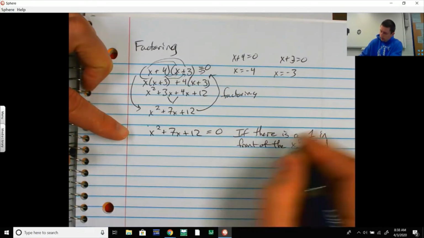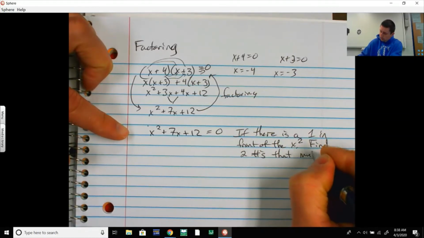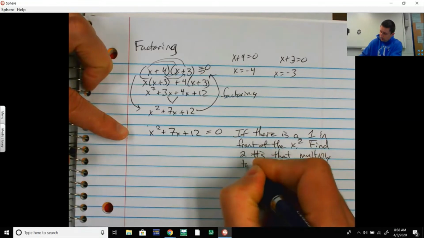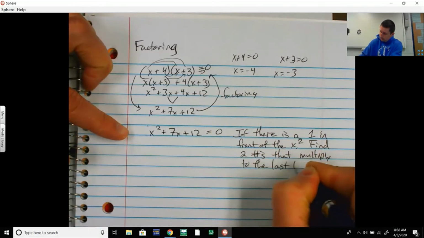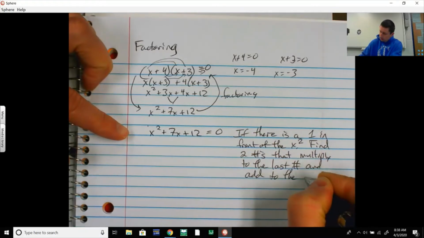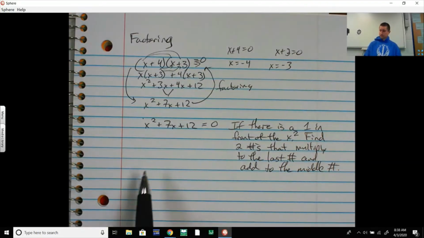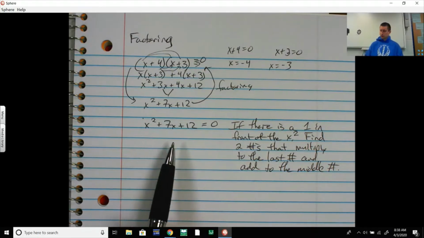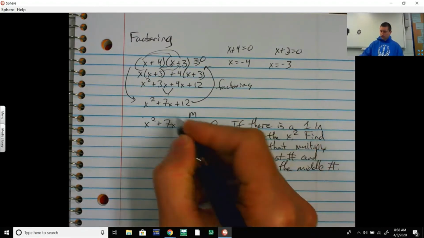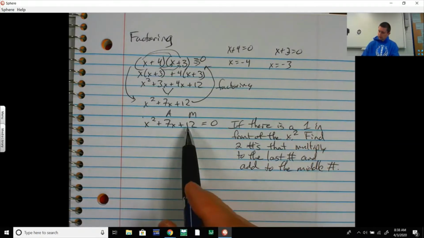what you need to do is find 2 numbers that multiply to the last number and add to the middle number. So if there is a 1 in front of the x squared, this was the model. We need to find 2 numbers that multiply to the 12 and add to the 7. Okay? So find 2 numbers that multiply to the last number and add to the middle number.